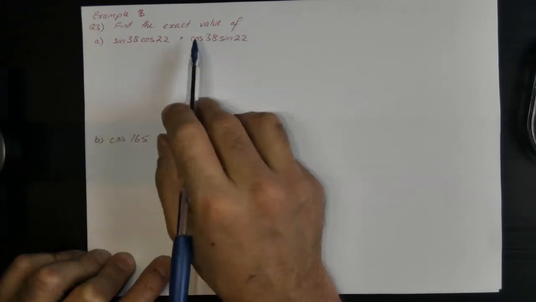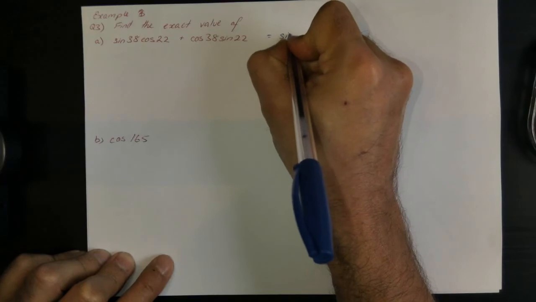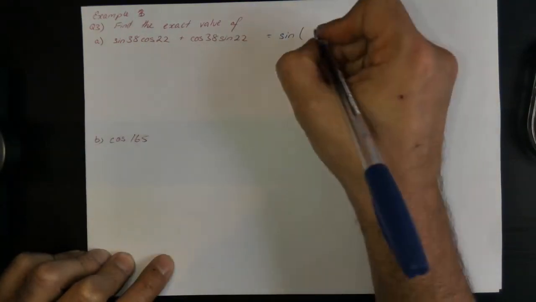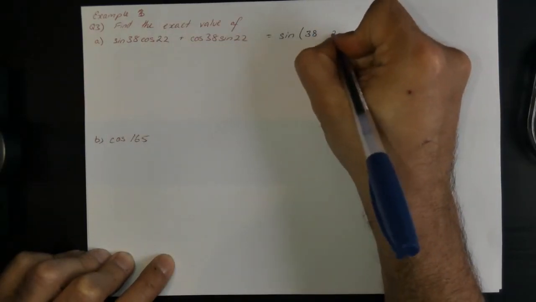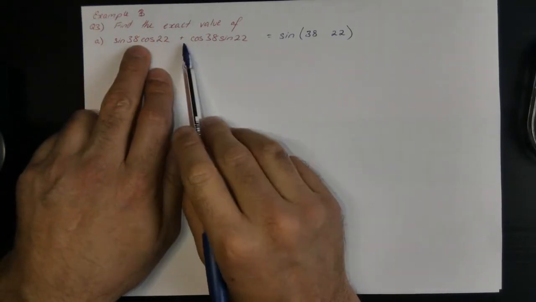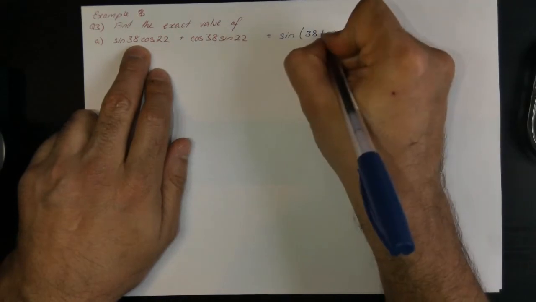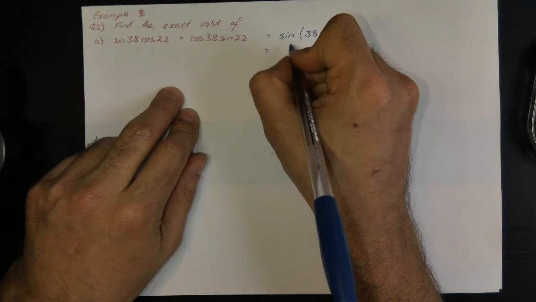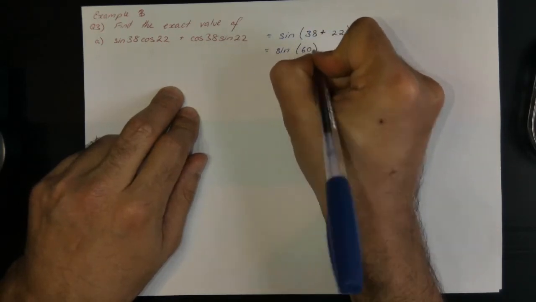It's a sine cos, so we know that it's going to be a sine. A is going to be 38 and B is going to be 22. Because it's a plus, that's also going to give it a plus in the center, right? So 38 plus 22, that is 60. So that's sine of 60.